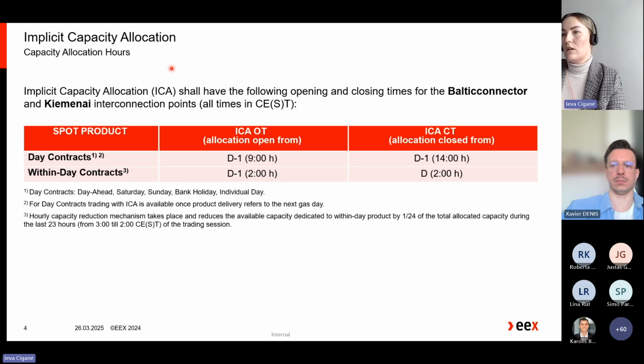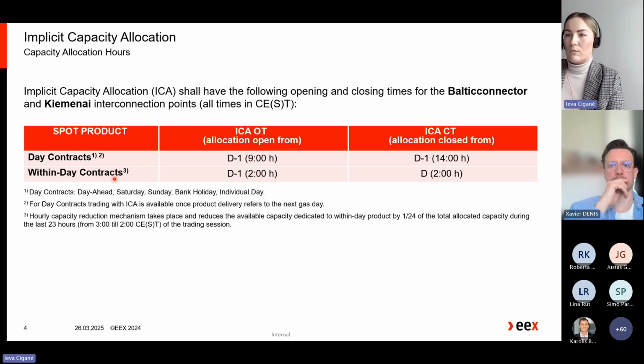on EEX trading infrastructure, capacity continues to be allocated on both interconnection points between Lithuania and Latvia and Estonia and Finland, with the following capacity allocation hours. With capacity on the spot market, you will be able to trade day contracts from 9 to 2 CET. Day contracts on EEX side refers to a day ahead, Saturday, Sunday, bank holiday, and individual days. It's important to know that for day contracts, trading with ICA is available once product delivery refers to the next calendar day. With the next slide, I have an example to illustrate that.